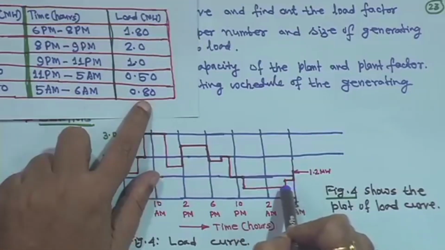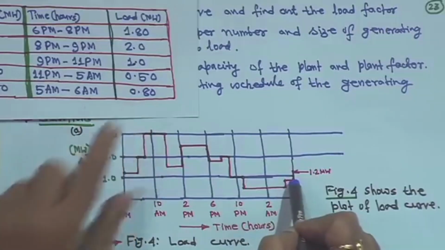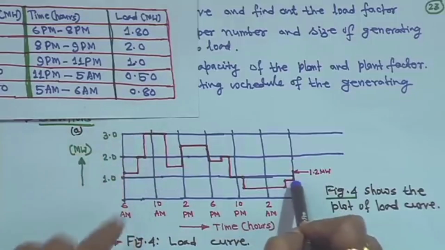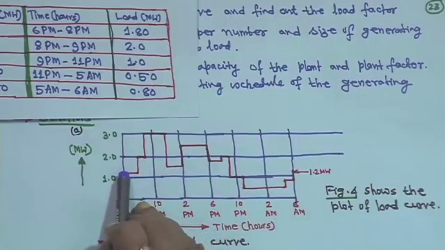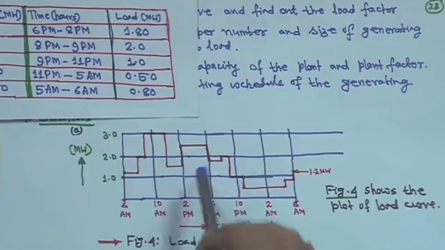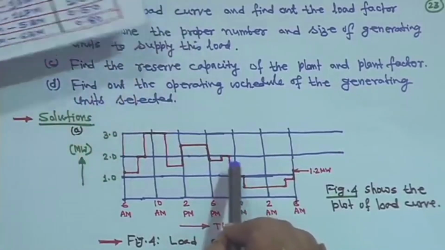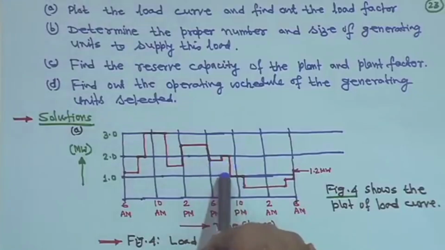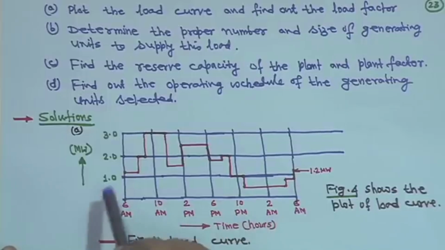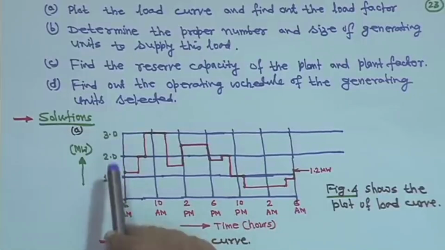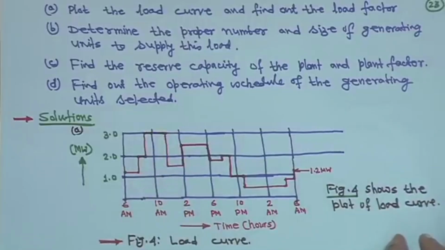So, 5 am it is going to 0.8, then 6 am 0.8 is okay, but again you have to come here, again 6 am is coming. So, finally 1.2 megawatt, this point is also 1.2 megawatt. So, this way you should complete this load curve. You plot the load curve first, right. Once this load curve is plotted, this is the time and this is the megawatt load, and peak is of course 3 megawatt, right.